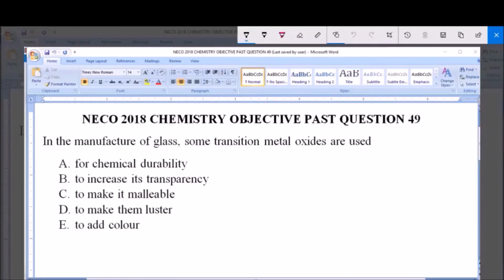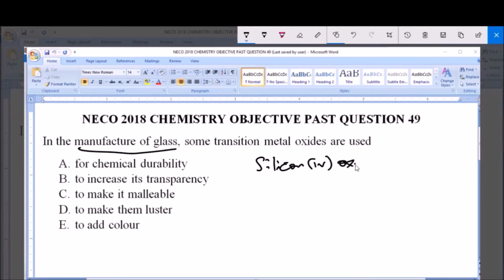Hello, good day and welcome. I will be answering NECO 2018 Chemistry Objective Past Question 49. In the manufacture of glass, some transition metal oxides are used: A. For chemical durability, B. To increase the transparency, C. To make it malleable, D. To make them luster, and E. To add color.